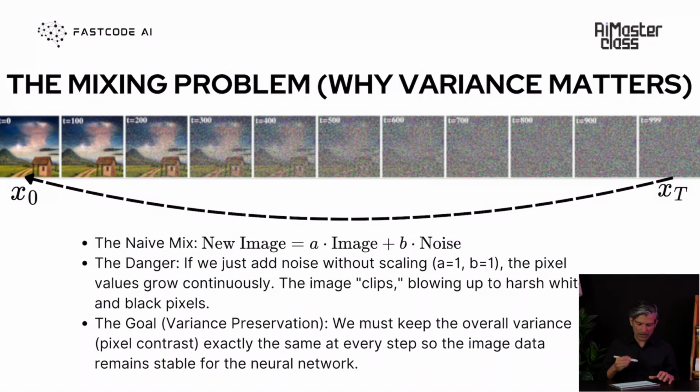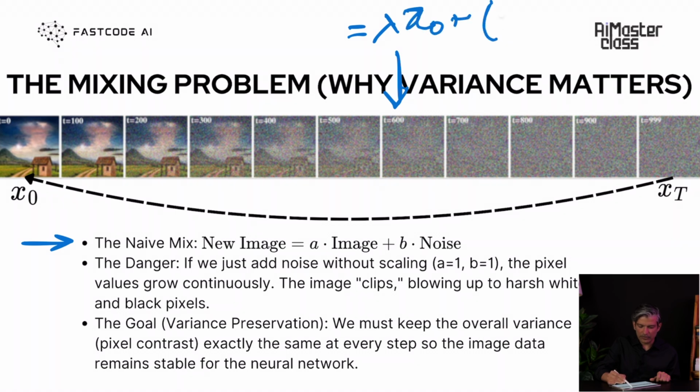So, even the forward process is not that straightforward. I mean, it is straightforward, but there's just that variance trick that we need to remember. What we might think is a naive mixing: let's say I want to create this image, all I need to do is take lambda times my original image x0, plus 1 minus lambda times some noise, which we are calling epsilon.